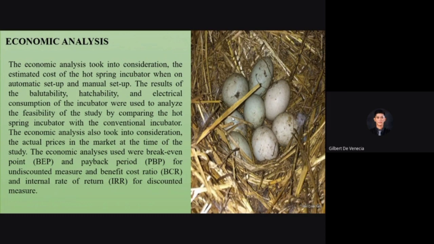So, sa economic analysis, the researcher considered yung estimated cost or gastos sa paggamit ng hot spring incubator at kinumpara nila yung hot spring incubator and the conventional incubator na kung saan yung process of hot spring incubator ay epektibo pa or mas maganda ba kaysa sa conventional incubator in terms of balutability, hatchability, and electrical consumption.